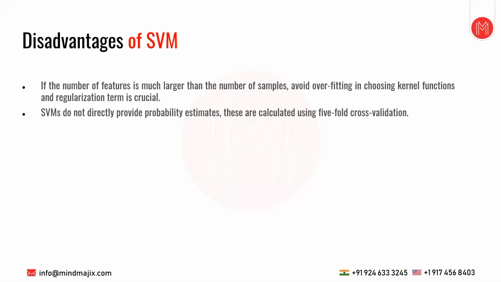Let's talk about some of the disadvantages of SVM. If the number of features is much larger than the number of samples, like we have 10 samples but 20 or 30 parameters, that is a problem. Also, to avoid overfitting, choosing kernel functions and the regularization term is crucial. The support vector machine does not directly provide probability estimates, and these are calculated using five-fold cross validation, that is, k equals 5 cross validation. That depends upon the data set.